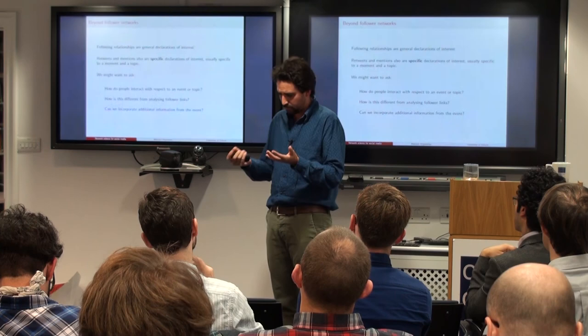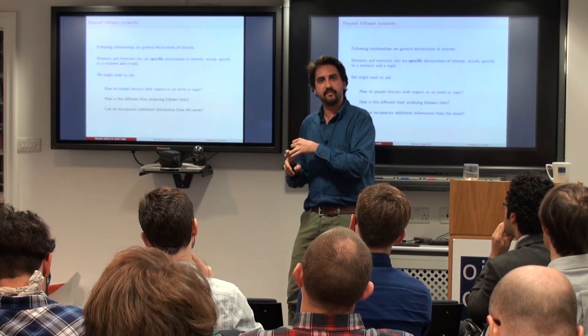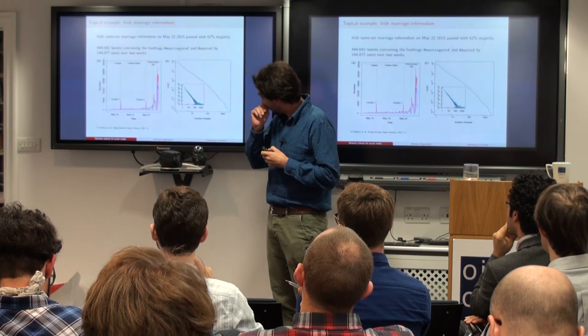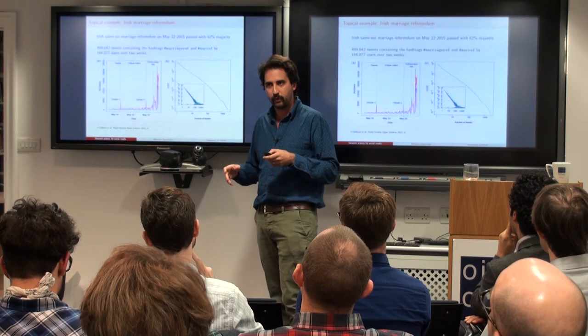And so here the main question is, how do people interact with respect to a certain topic? How does the specific interest given the topic differ from the general interest, for instance, the follower networks? And then can we incorporate additional information to enrich this analysis? So the data set in question now is a collection of tweets about the Irish marriage referendum in 2015. In May 2015, Ireland voted whether to legalize same-sex marriage or not.